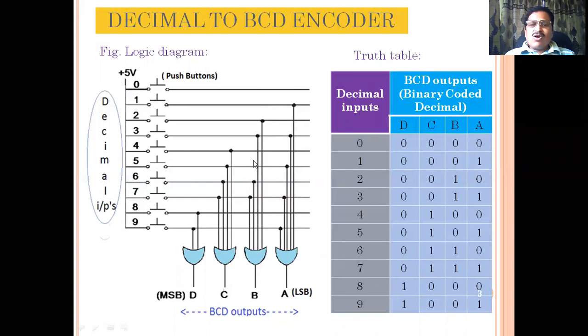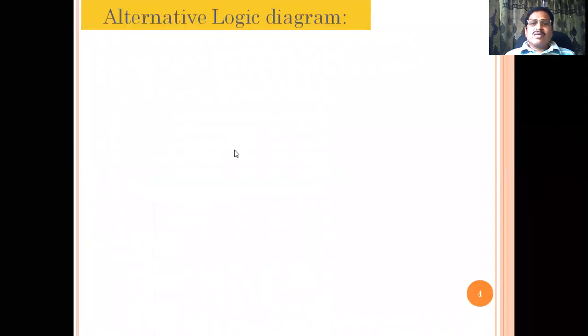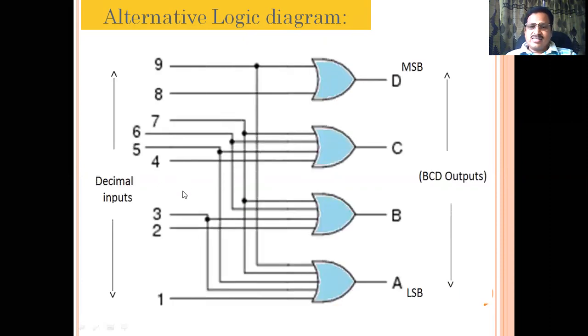Is this clear? Then we'll go to the next content of this topic. You'll find in practical handbooks or in certain textbooks, the alternative diagram for the decimal to BCD encoder is of this kind. Decimal 1, decimal 2, 3, 4, 5, 6, 7, 8, 9 are the decimal inputs, and correspondingly we get DCBA as the 4-bit BCD outputs. Likewise in the previous circuit, here from decimal number 9 we have the connection to the input of the OR gate with D output and the OR gate with A output, so that we get 1, 0, 0, 1.